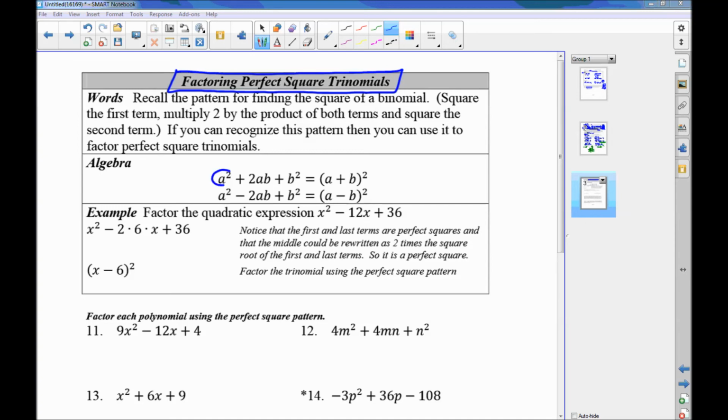Okay, so this one here and this part here have to be perfect squares, so they have to be able to square root them. And then if you did square root them, you should be able to times them together and double it and get the middle. Okay, so let me see what I'm talking about.